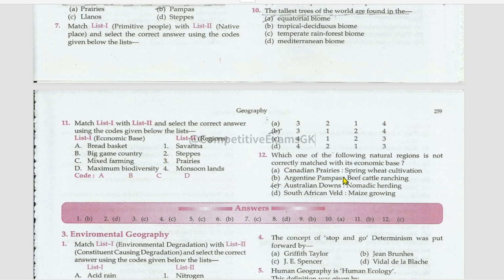Which one of the following natural regions is not correctly matched with its economic base? Canadian prairies, spring wheat cultivation, true. Argentine pampas, beef cattle ranching, true. Australian downs, nomadic herding, no, false. South African veld, maize growing, true. So, option C is not correctly matched.